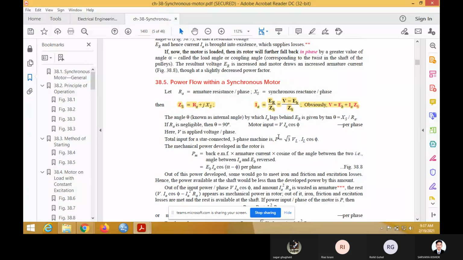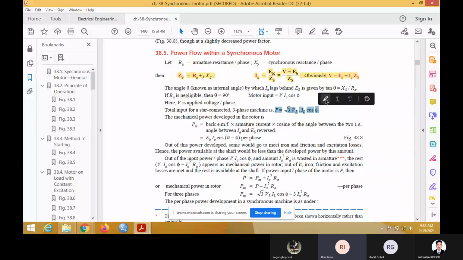Now the angle. Theta will vary from 0 degree to 90 degree. Theta depends on excitation. If excitation increases, theta will change; if excitation decreases, theta value will again change. Now power is root 3 VL IL cos phi. Cos phi again depends on the excitation and load. Theta, and so cos phi, depends on how much the excitation is and how much the load is. So these are the equations. This equation is also important.